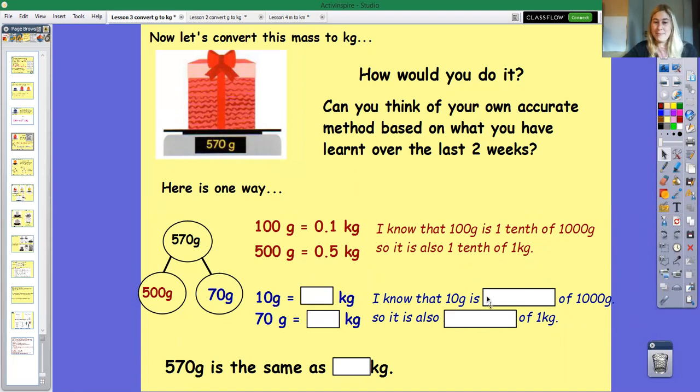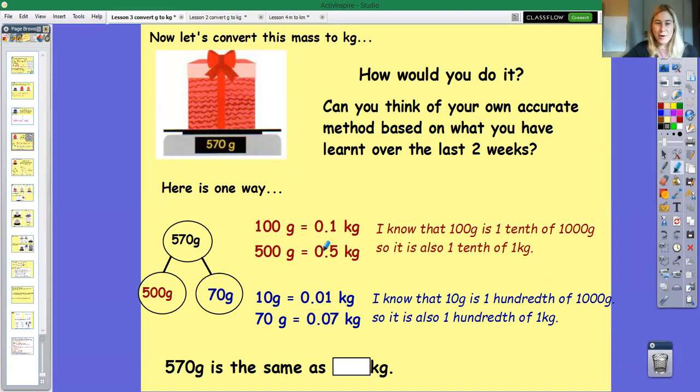And I know that 10 grams is 100th of a kilogram, because I know that 10 grams is 100th of 1,000 grams, so it's also 100th of a kilogram. So if 10 grams is 100th, 70 grams has got to be 700ths. So I know that altogether I've got 500 grams, so I've got 5/10ths, and I've got 70 grams, which is 700ths. So I need to add together my 5/10ths and my 700ths, which would make 0.57. So 570 grams is the same as 0.57 kilograms. And now this makes sense.